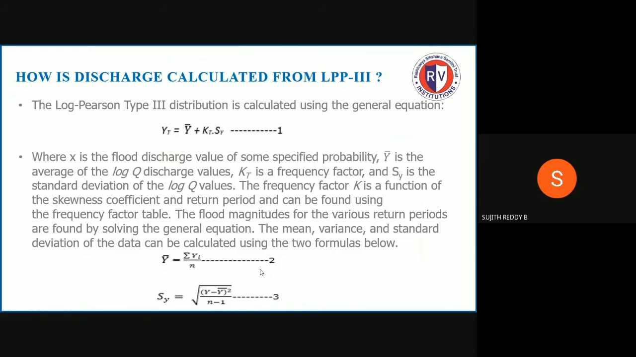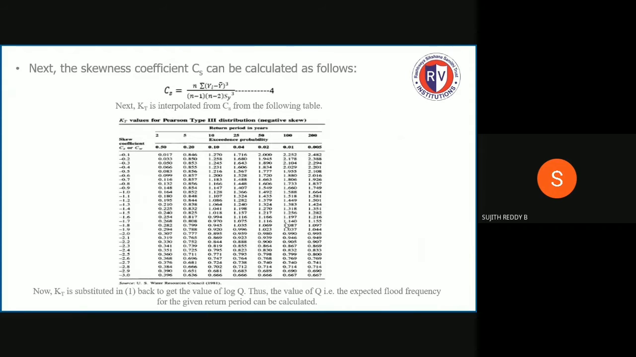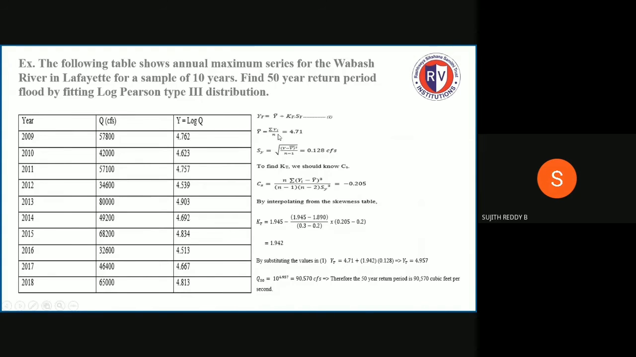And finally, the skewness coefficient is calculated with the help of this formula, where Cs equals n into the summation of (y minus y bar) whole cube by (n minus 1) into (n minus 2) into sy cube. After finding out the Cs, the value of Kt is interpolated from this table, which was extracted by the US Water Resources Council. After finding Kt, we can easily find out the Yt value.